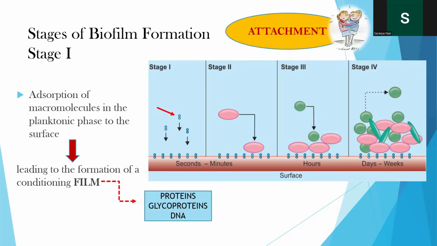The first stage is adsorption. The adsorption of macromolecules in the planktonic phase to the surface leads to the formation of a conditioning film, and it is made up of mainly proteins, glycoproteins, and DNA. This is the attachment phase. Stage 1 is called the attachment phase.